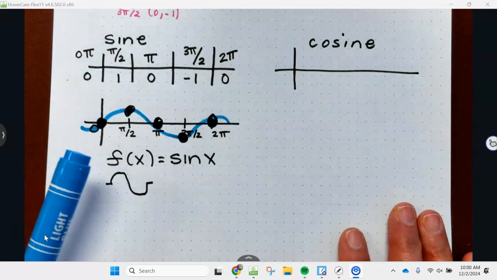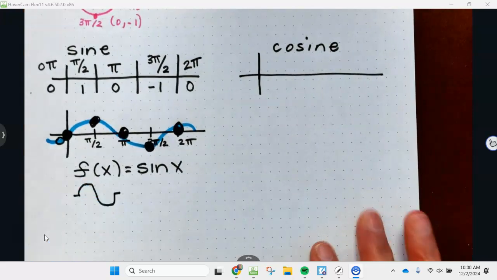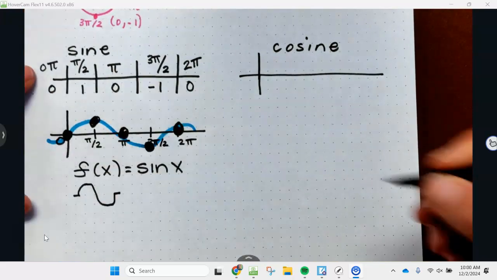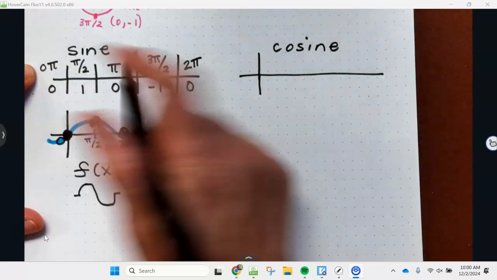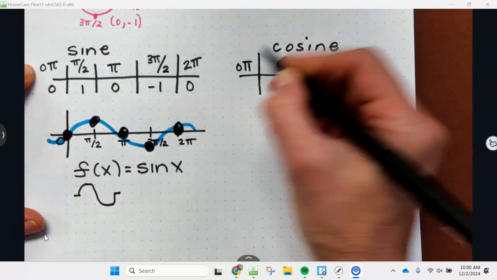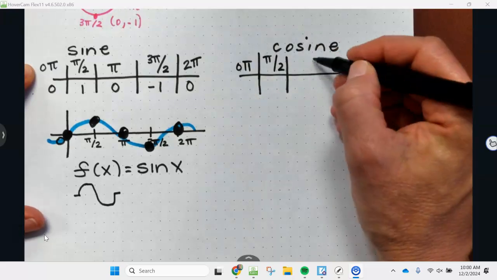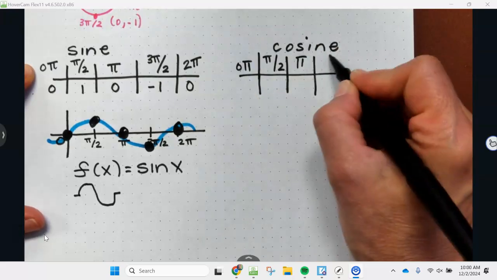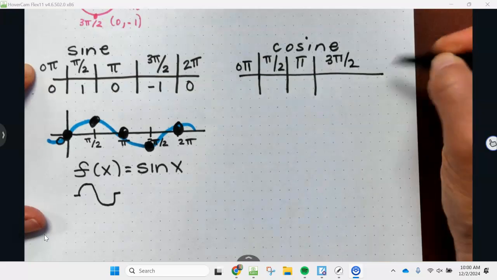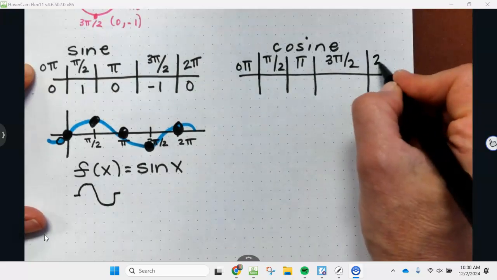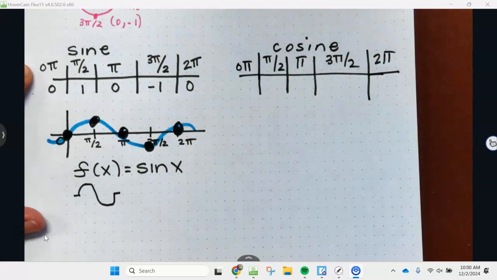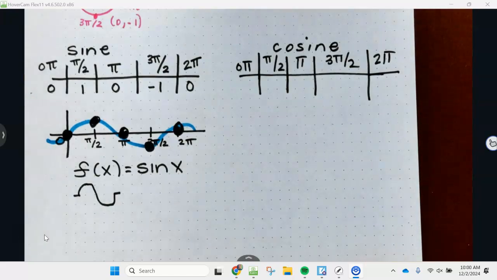All right, let's take a look at what's going on over here at cosine. So again, my top row is going to be just like this. So 0 pi, pi over 2, plain pi, 3 pi over 2, and then wrapping it up at 2 pi. But my outputs are completely different.